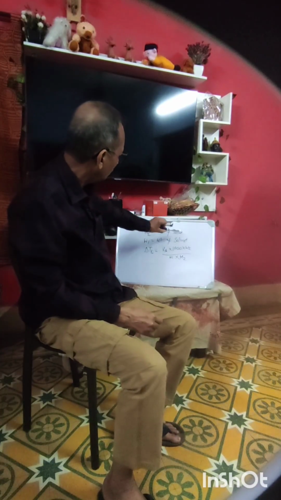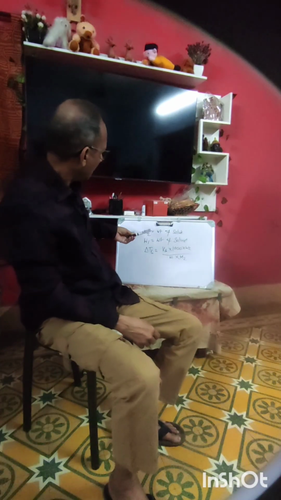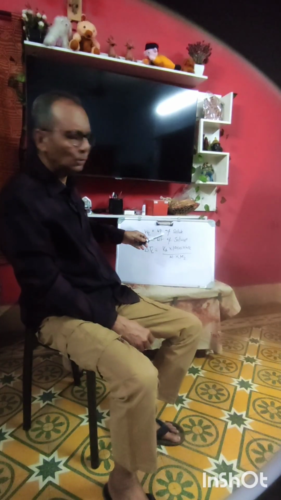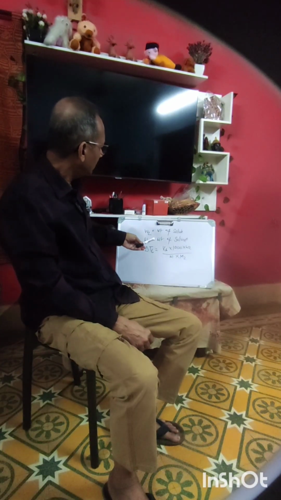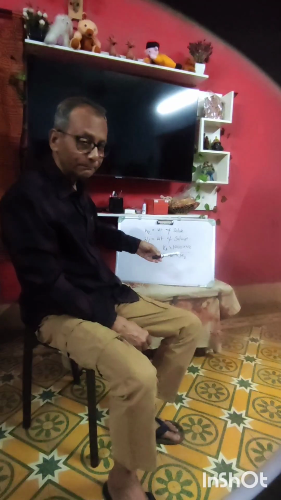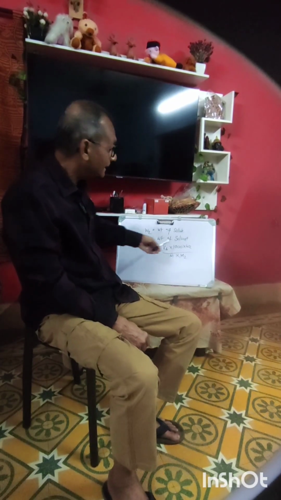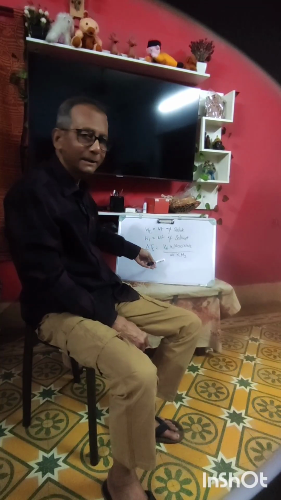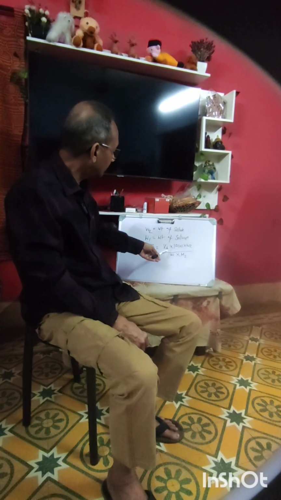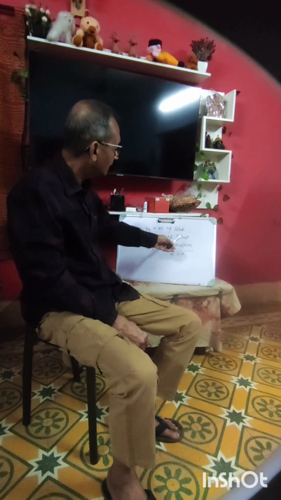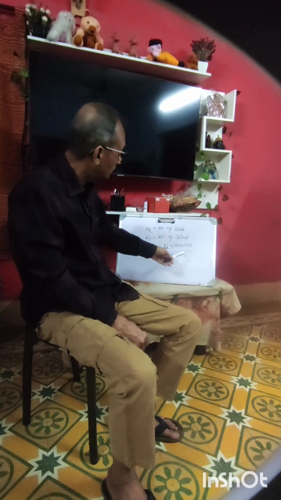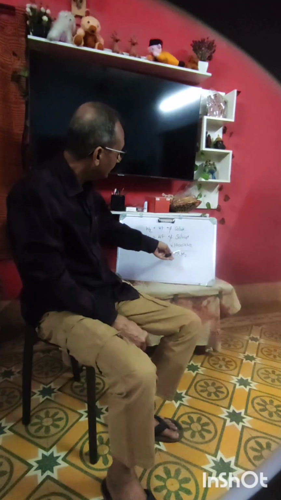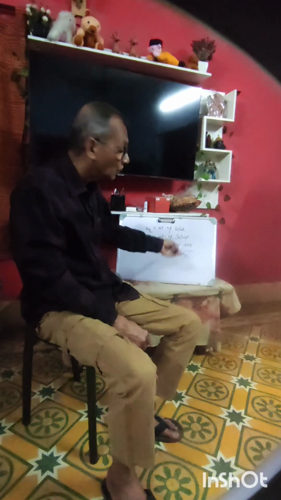Now follow the board. W2 amount of solute is added to W1 amount of solvent, both in gram, and then the relation is delta TB is equal to Kb, ebullioscopic constant, into 1000 into W2, weight of solute, divided by W1, that is the weight of solvent, into molecular weight of solute.